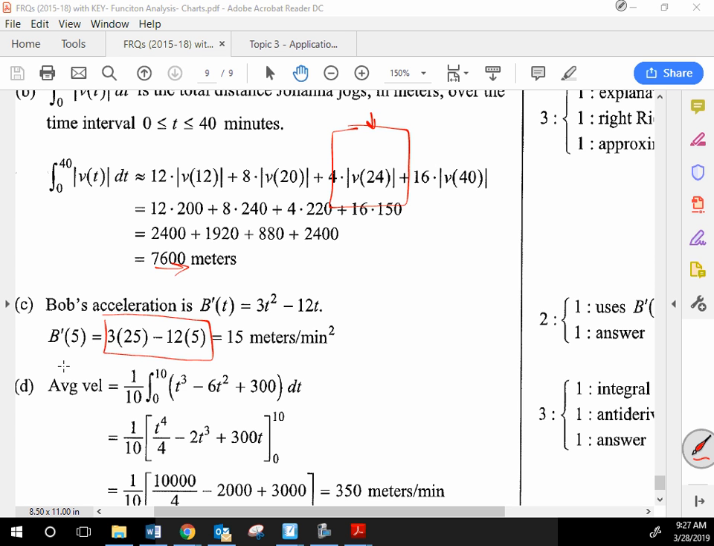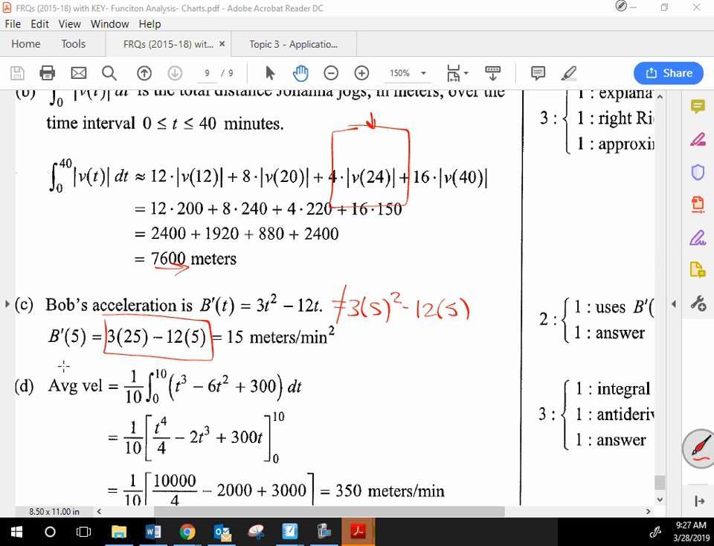So 1 point for using your derivative, 1 point for your answer. So it's kind of 2 points right here. Make sure you label. Do not say b prime of t equals 3t squared minus 12t equals 5 squared minus 12 times 5. You do this, you lose points.